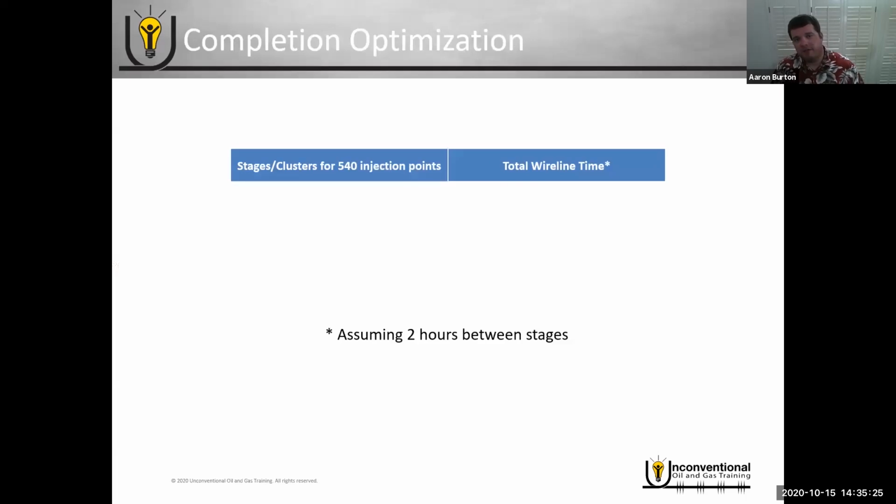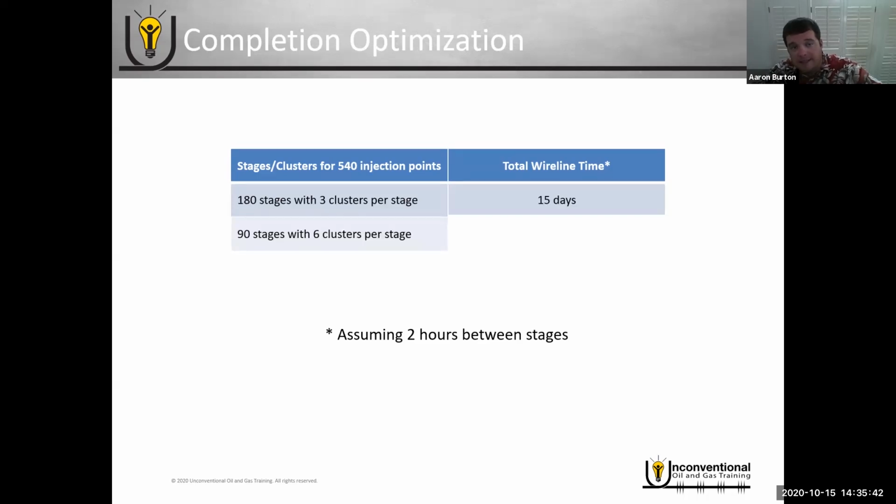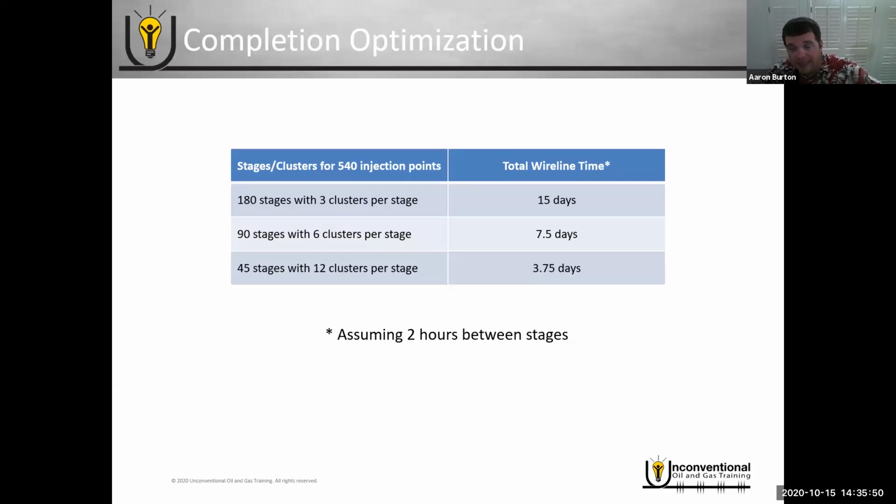So let's stick with that 540 injection point example that we were just looking at. They had 540 individual perforations in the well. There's a lot of different ways you can set that up. You can do 180 stages with 3 clusters per stage. That's going to be 15 days of downtime. You could do 90 stages with 6 clusters per stage, 7.5 days of downtime. Or you could do 45 stages with 12 clusters per stage, and now you're down to about 3.75 days of downtime to run your wireline.